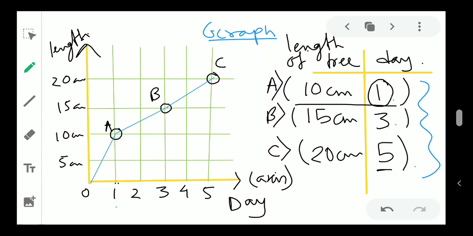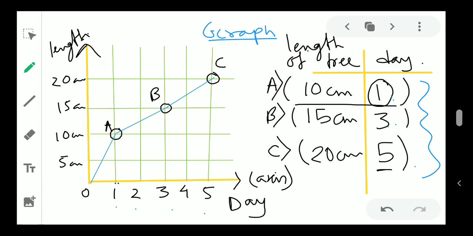So I have taken 1, 2, 3, 4, 5 like that, and it was 10, 15, 20. I saw that these are all multiples of 5, so that's why I have taken the interval of 5. That means 5, 10, 15, 20 like that. Okay, so this was important for a graph. So if you are given a data set, you should be able to plot this in a graph.